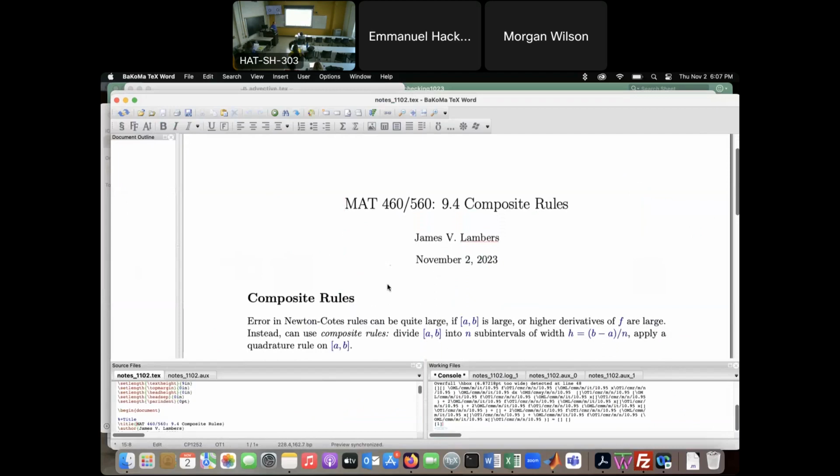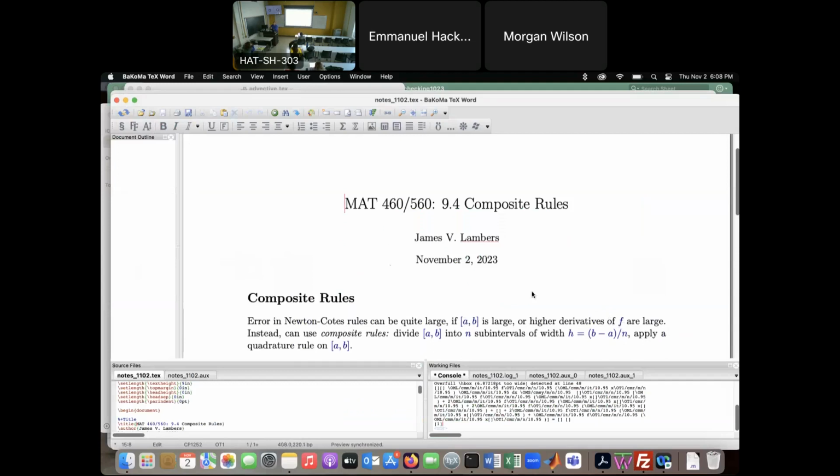Last time I derived a few error formulas for Newton-Cotes rules, or at least showed you what the error formulas were for the midpoint rule, trapezoidal rule, and Simpson's rule, and all of the error formulas had a power of b minus a in them. What if the interval [a, b] is large? Then you can incur large error for that reason. Or if higher order derivatives of f are large, that could be a problem too.